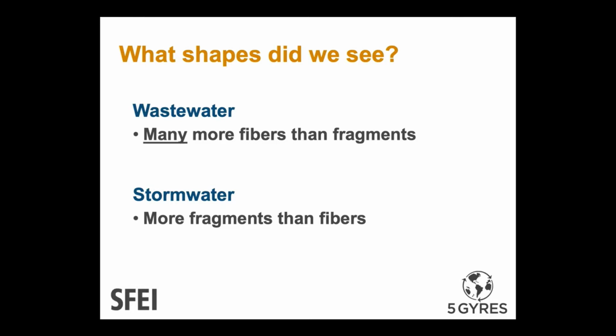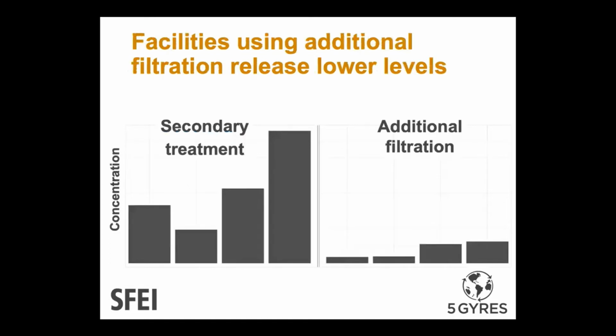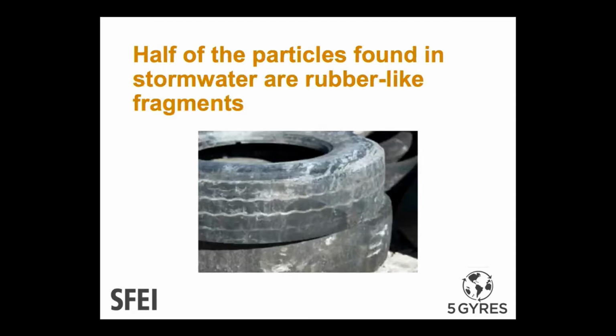We'll start with wastewater. Here you're looking at the concentrations from each of the 8 facilities, and when we group them between secondary treatment plants and advanced filtration, you can see that the advanced filtration plants release much lower levels of microparticles than the secondary treatment plants. Shifting over to stormwater, we found that half of the particles were those rubbery-like fragments that Diana just spoke to and that Chelsea Rockman is going to speak to later today.